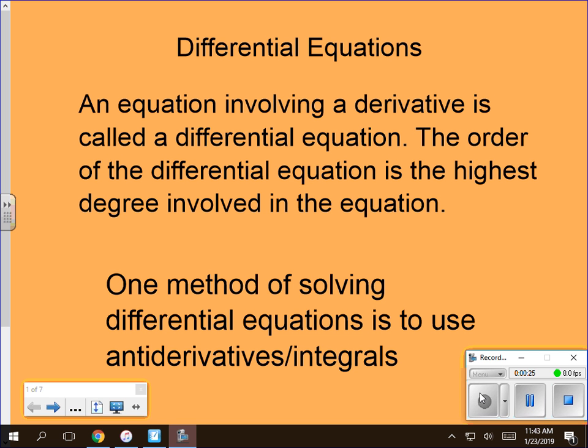One method of solving differential equations is to use antiderivatives / integrals, which is what we are going to start today. We're going to start with the derivative and come up with the original equation. I have down here differential equations, also referred to as ODEs, ordinary differential equations.